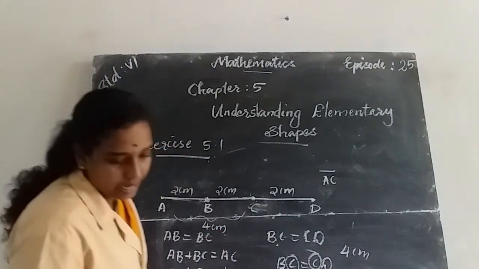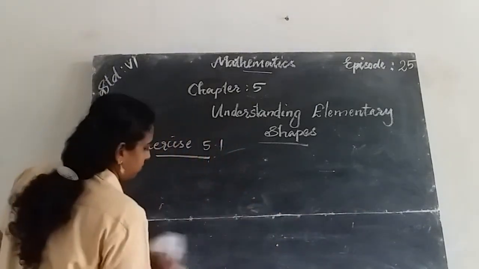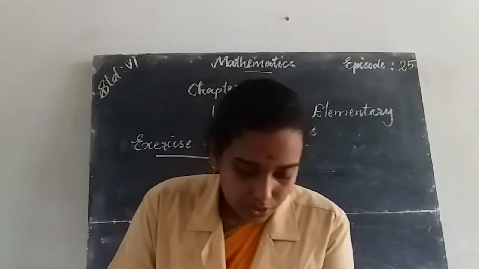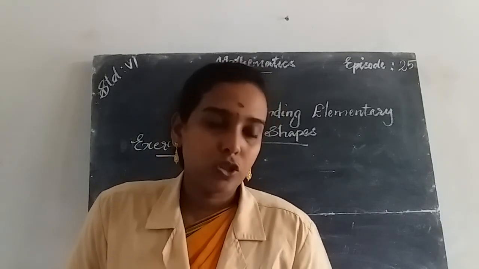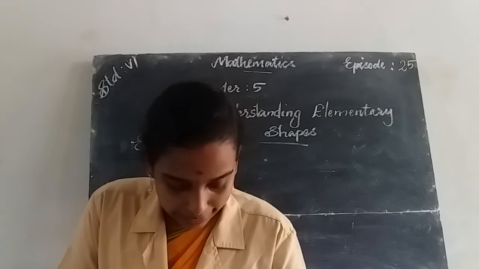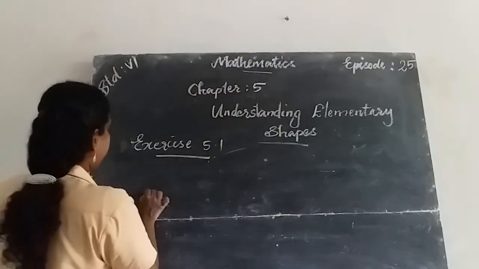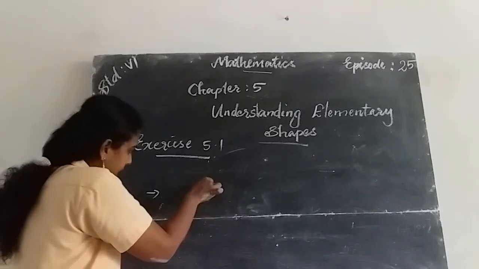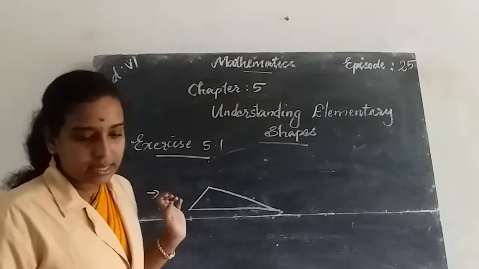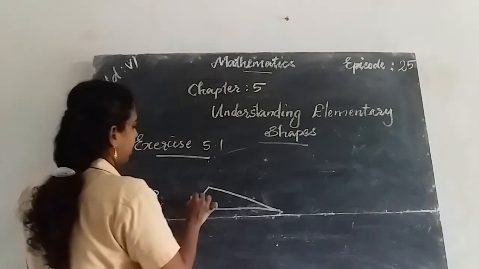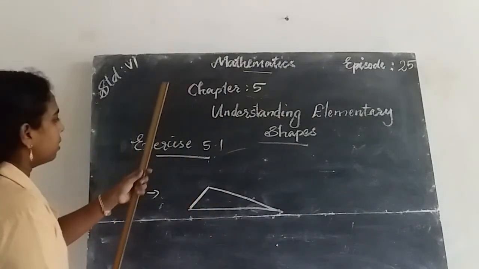Okay. So next question. Draw 5 triangles and measure their sides. Okay. So you should draw any 5 triangles and measure their sides. First one, for example, you draw a triangle this way and measure the sides of the triangle. Okay. So measure the length of the sides using a ruler.